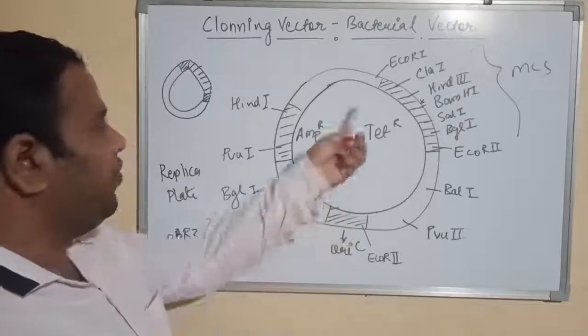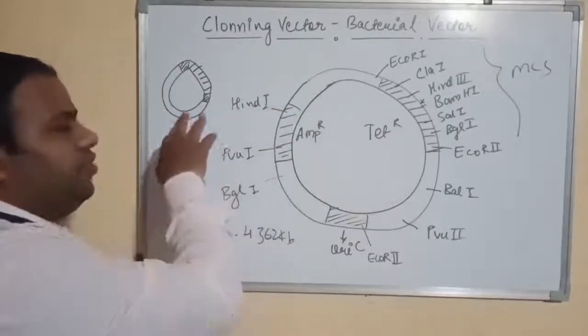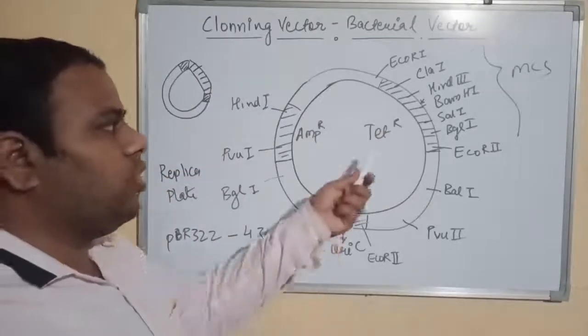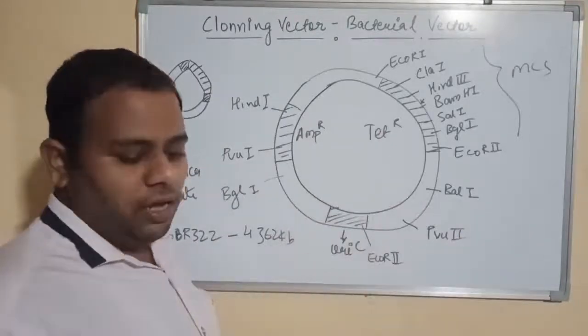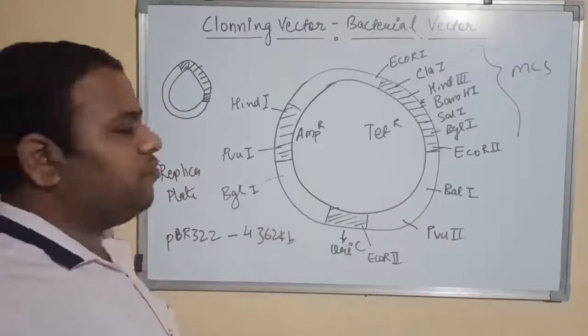If our fragment of interest that we have added in the tetracycline resistance gene is expressing, it is recombinant. If it is not expressing, it is transformed. Means what? Our fragment is just transformed in that bacteria. Okay, so thereby you can use this pBR322 plasmid for cloning.